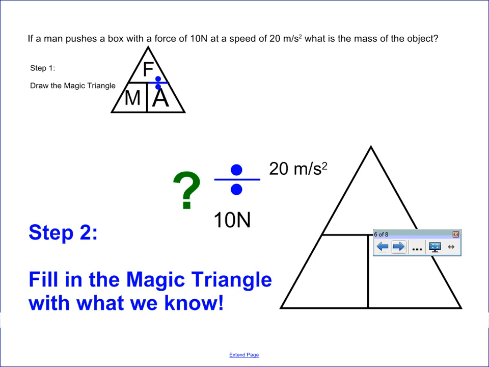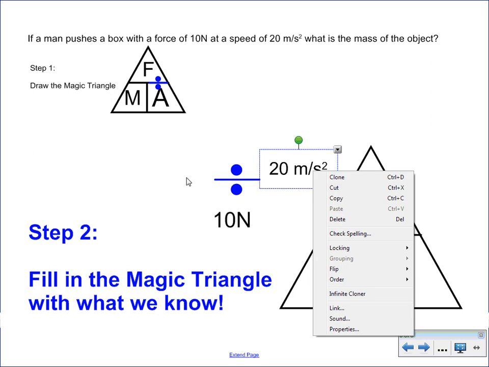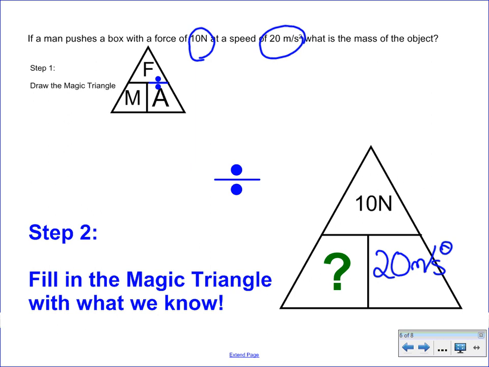Step 2, we need to fill in the magic triangle with what we know. We are trying to solve for mass, so it goes down at the bottom. Our 20 meters per second is our acceleration. We're just going to write it 20 meters per second squared, right here. Our force is 10 newtons. That goes right here. And since we have a number on top and a number on bottom, we're going to divide. So now we've set up our magic triangle.